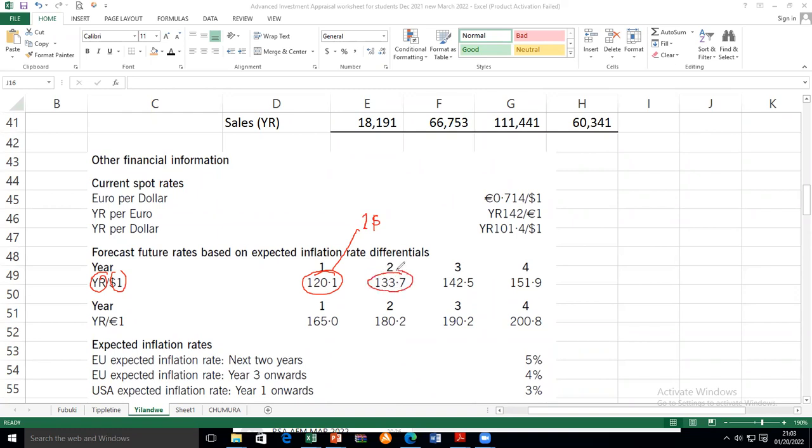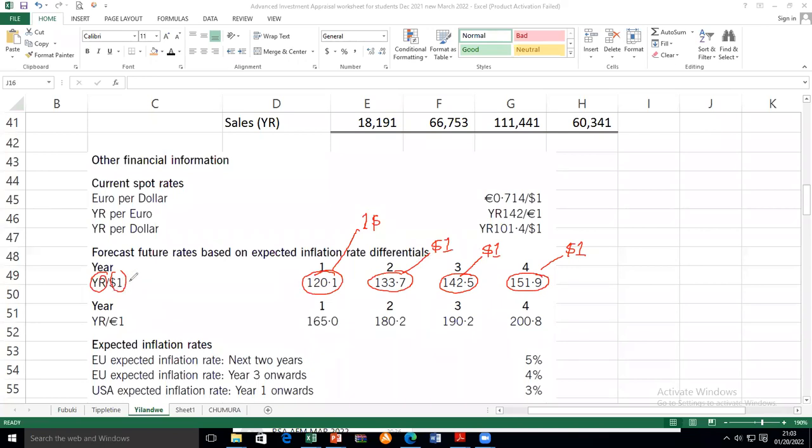$133 of Y rand are equivalent to $1. 142.5 equivalent to $1. 151.9 equivalent to $1. This has been calculated. At the end of the lecture, I'll be going through how these were calculated. For us not to lose trail of what we are doing, for now we are going to adopt this.